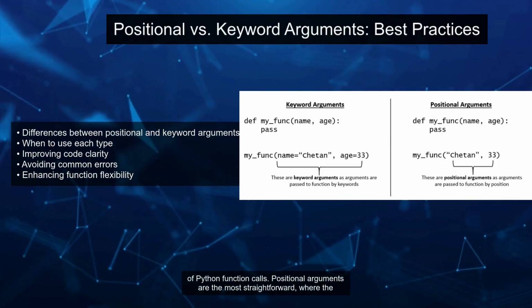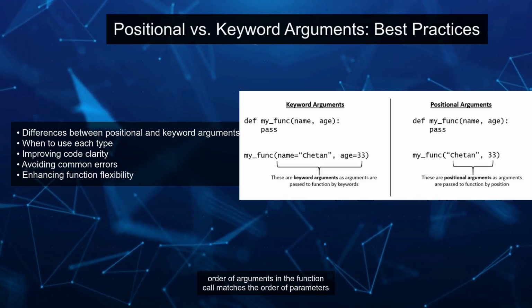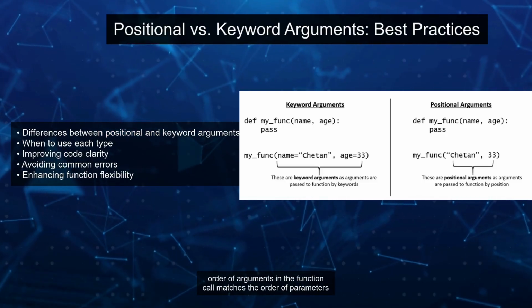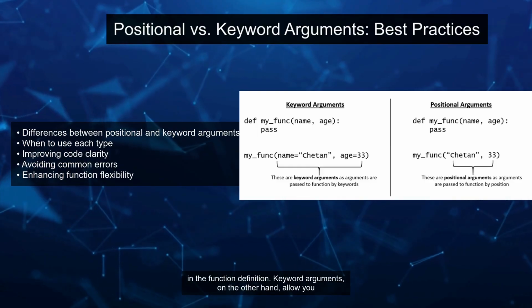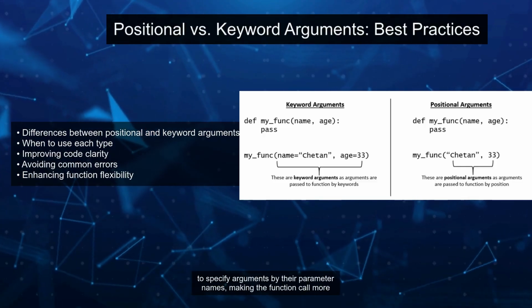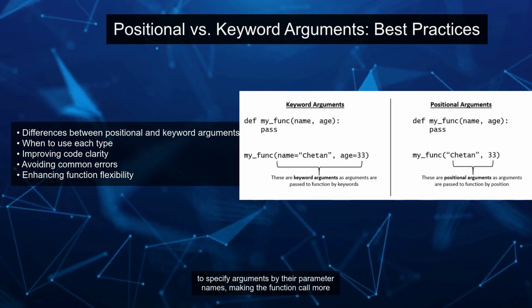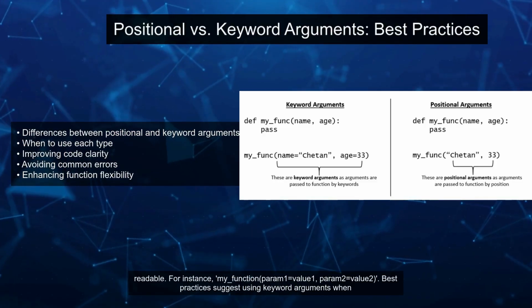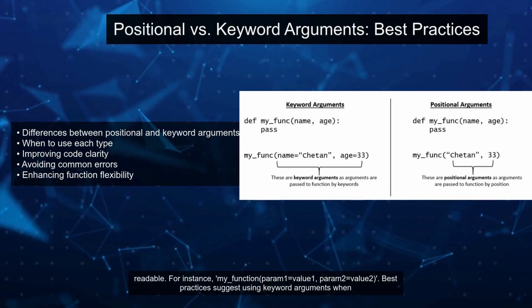Positional arguments are the most straightforward, where the order of arguments in the function call matches the order of parameters in the function definition. Keyword arguments, on the other hand, allow you to specify arguments by their parameter names, making the function call more readable. For instance, my_function(param1=value1, param2=value2).